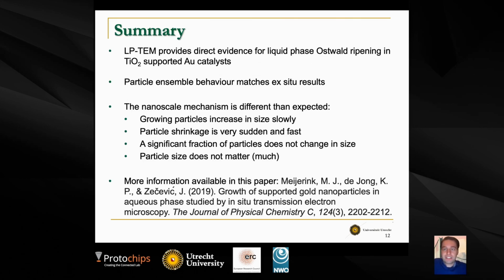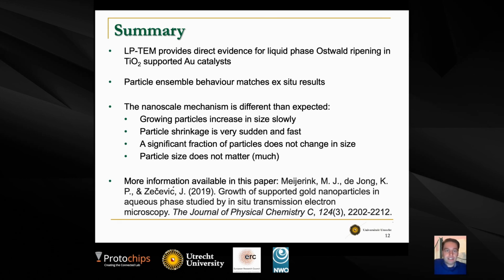So to quickly summarize what I've shown here. We have shown that liquid phase transmission electron microscopy can provide direct evidence for liquid phase Ostwald ripening on the catalyst we use here, namely gold nanoparticles supported on titanium dioxide. The behavior of the entire ensemble of particles matches very well with ex situ results and also what is seen in other people's experiments. But at the nanoscale level, the mechanism is very different from actually classical Ostwald ripening theory.